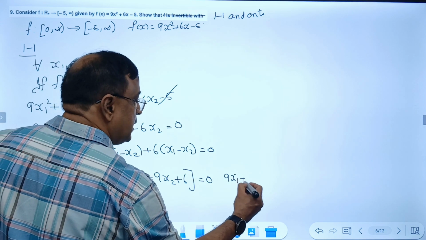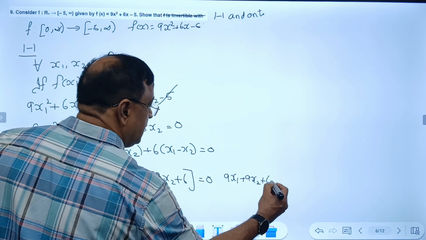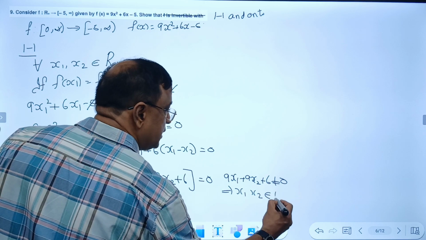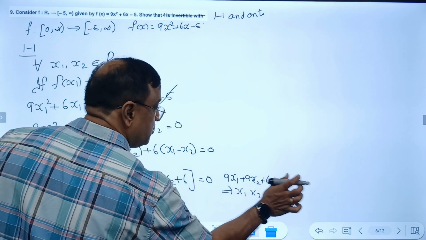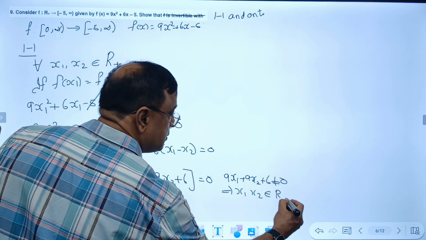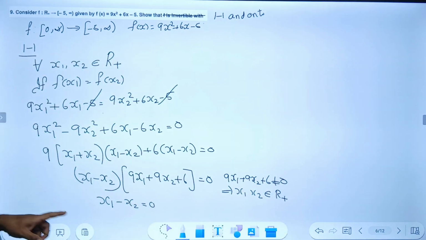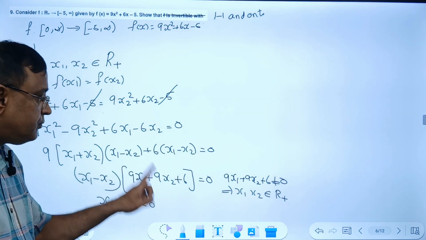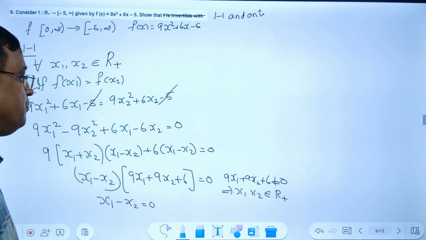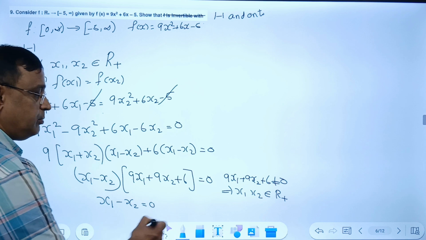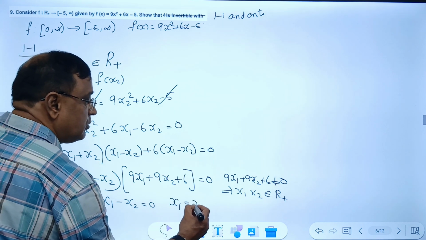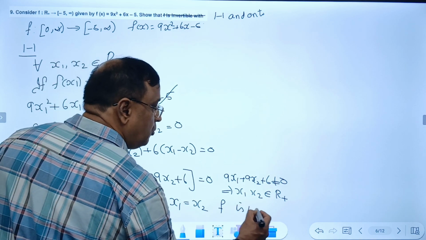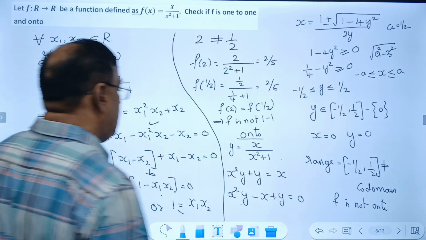9x1 plus 9x2 plus 6 can never be 0 because x1 and x2 belong to, sorry, x1 and x2 belong to R plus. They are positive real numbers. Since they are positive, even if they are 0, you get 0 plus 0 plus 6, which cannot be 0. Therefore, this cannot be 0, so only this is a possibility. This implies x1 equal to x2. This shows f is 1 to 1. I hope you see the difference between this problem and the earlier one.